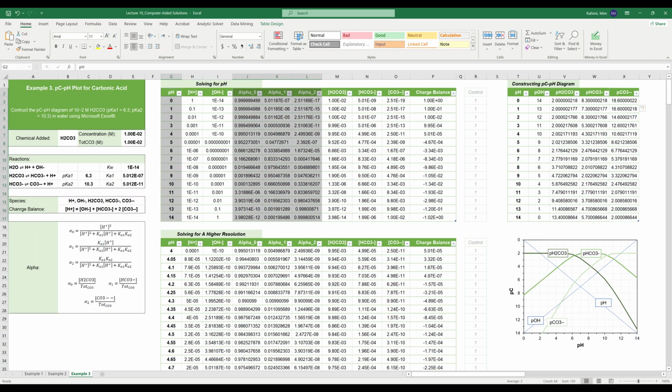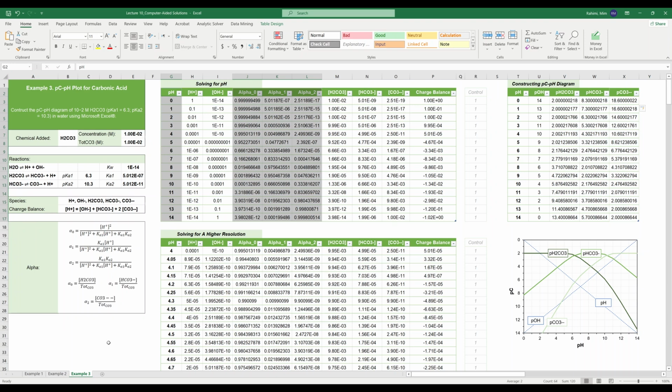Okay, so this would be all the 3 examples for using a Microsoft spreadsheet in order to calculate the pH of a solution when a monoprotic acid is added. The second example, when a salt of a monoprotic acid is added. And the third example, when a diprotic acid is added to a solution.